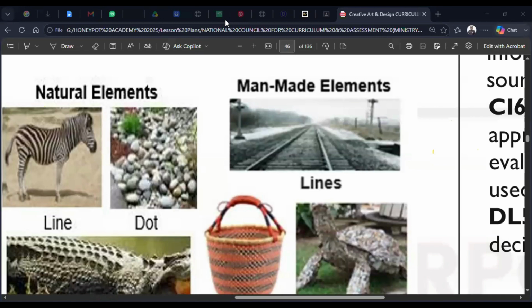Synthetic elements. The what? Synthetic elements. There was a particular one I said. Were you here when I started? No. Okay, so you wouldn't get it.